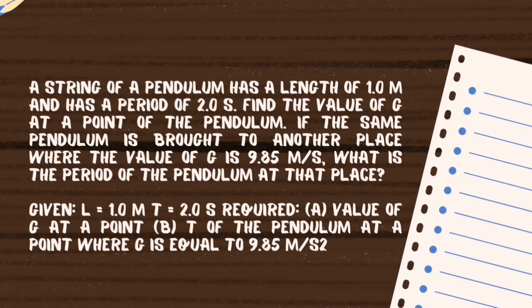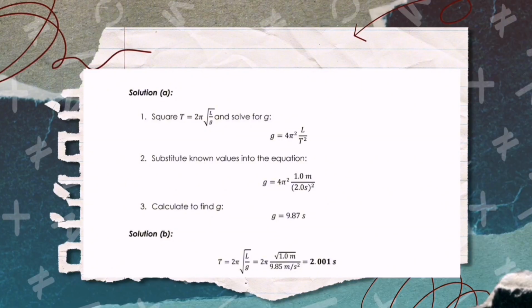So we have an example problem here. The givens are L, the length, at 1.0 meter, and T, the period, at 2.0 seconds. It is required to find the value of g at the location of the pendulum, and find the new period T when g is equal to 9.85 meters per second squared. In the solution for finding g, start with the formula T equals 2 pi times the square root of L over g. We just square both sides to eliminate the square root.